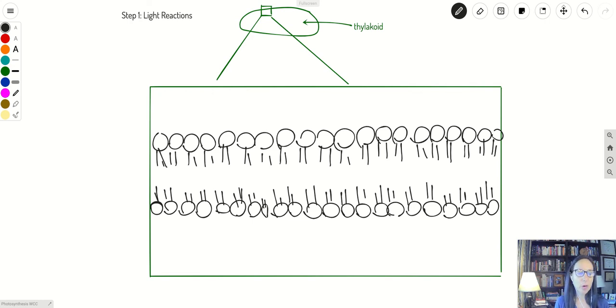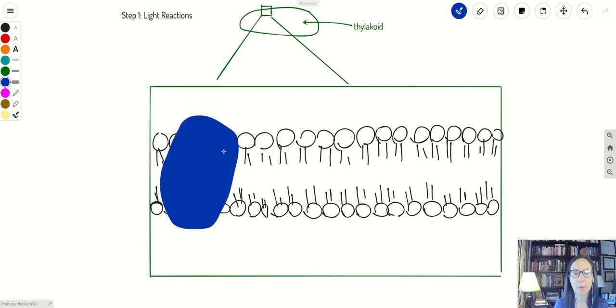Okay, and so there are proteins that are embedded all the way through the membrane. And this first one that I'm going to draw is called a photosystem. So I'm going to draw this big, large protein. And I want you to realize that this protein is made up of lots of proteins. So this one right here is called photosystem 2. It's made up of many proteins, and we call it a system because all these proteins are working together. Okay, so that's what that looks like.